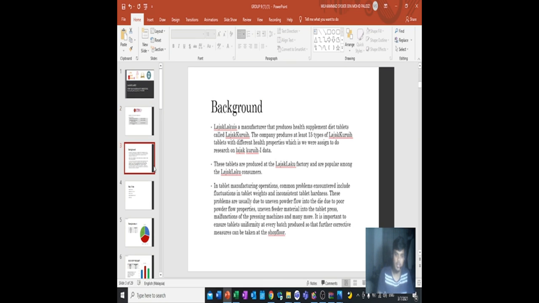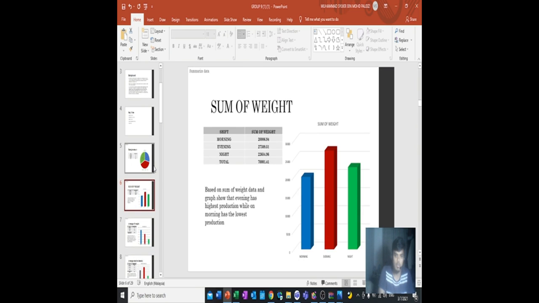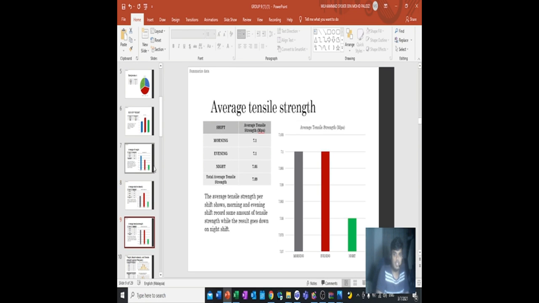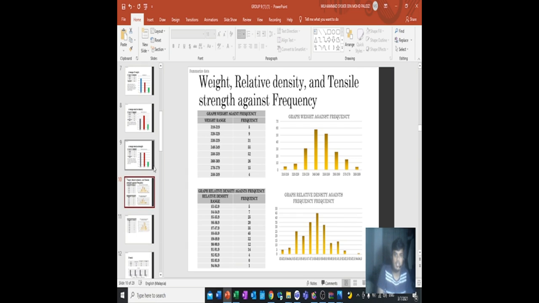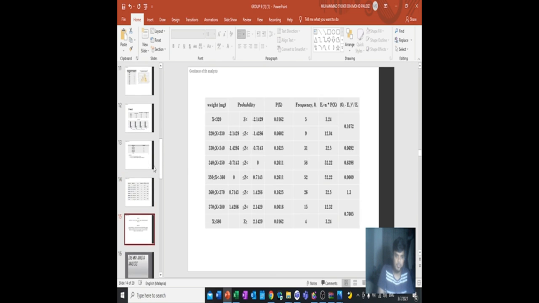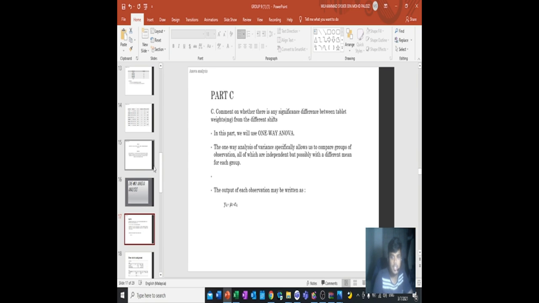So this is the background roughly as briefed by my group mate Amir, and also the sample size, sum of weight, average of weight, average of relative density, tensile strength, and also the data given by our lecturer. So my part is to explain part C, that is, comment on whether there is any significant difference between tablet weight from the different shifts. So in this part, we will use one-way ANOVA.